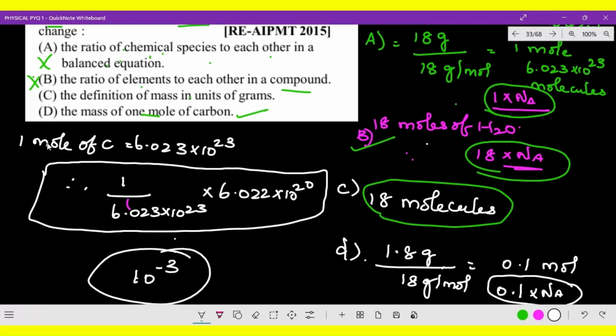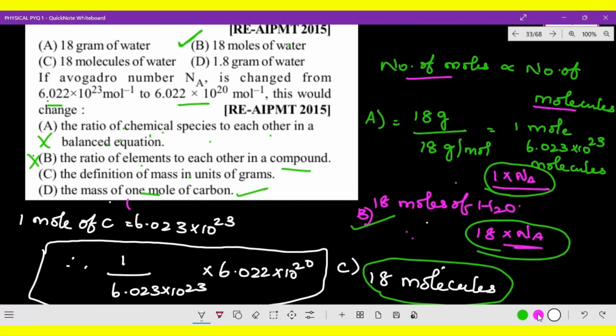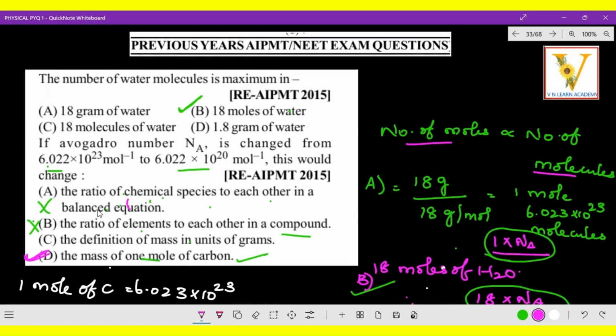Option D. What is it? The mass of 1 mole of carbon. So it might be changing due to some reason. So which is the correct option? See how tricky a way, it's a very simple question, how tricky a way they are asking. It's very simple, right? So you be thorough in your concept, then you are able to identify the answer. Come on, let's go to the next question.